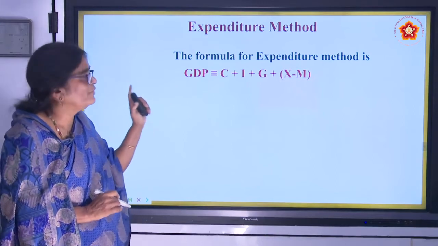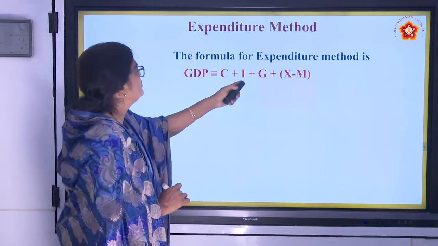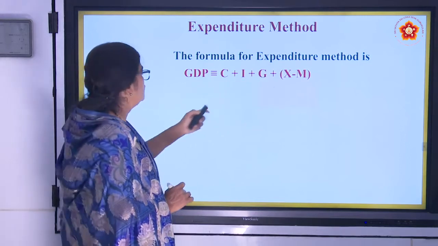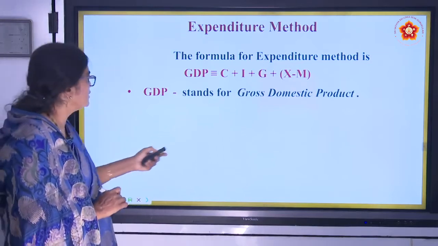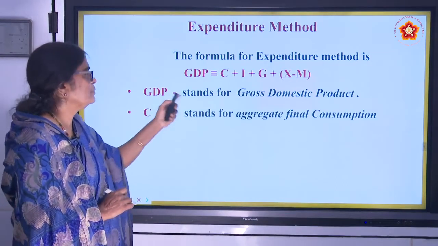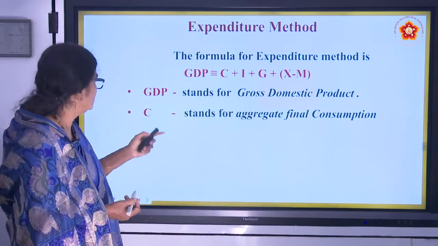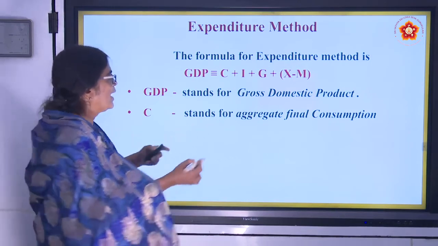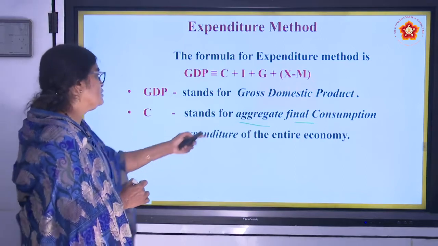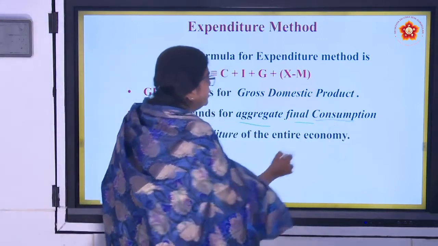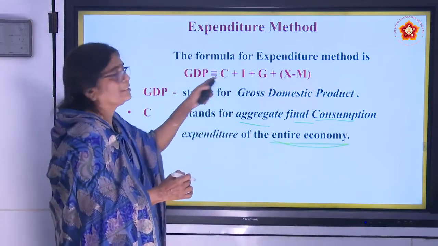You have to be very clear. I have very clearly explained every concept. You have to go through it very clearly. GDP, this is the formula we derived. GDP is equal to C plus I plus G plus (X minus M). GDP stands for gross domestic product. You have to mention that it is in a particular year, but in a shortened form I have given it here. Capital C stands for aggregate final consumption expenditure, that is very important. C stands for consumption expenditure of the entire economy.